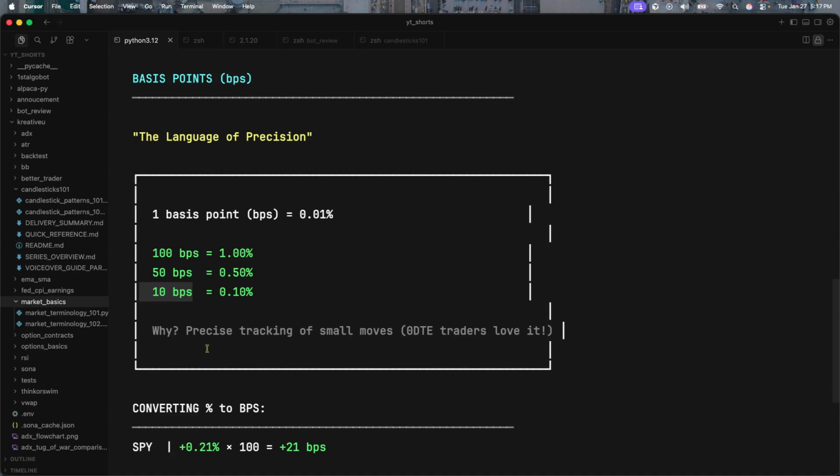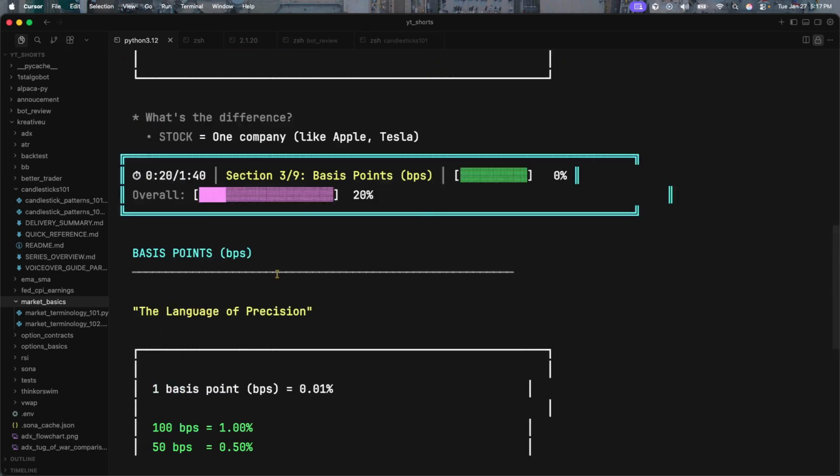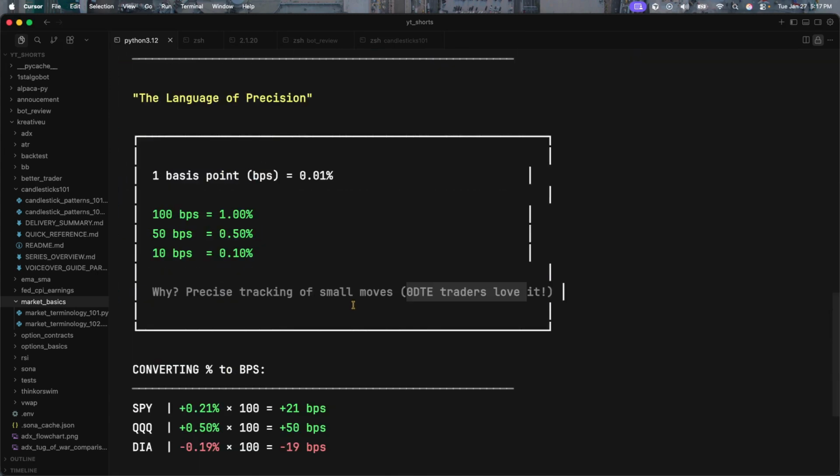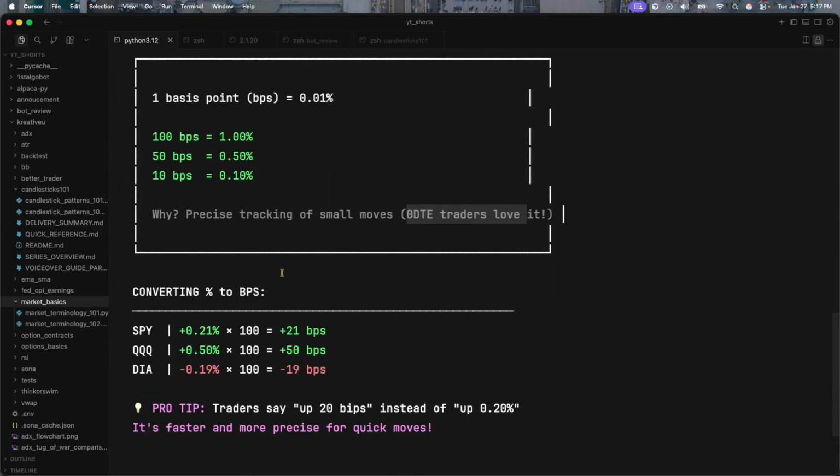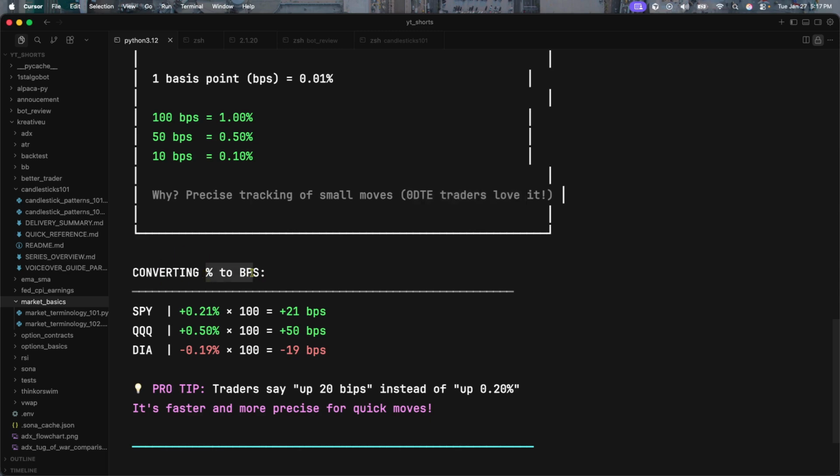Why? Precision tracking for small moves. Zero DTE traders love it. I get it, but I don't always go around saying, hey, this underlying stock moved 3,000 bips today, or to understand like the difference here. So let's just keep going so we don't confuse you. So converting percentages to bips. SPY had 0.21%, or that's 21 bips today.